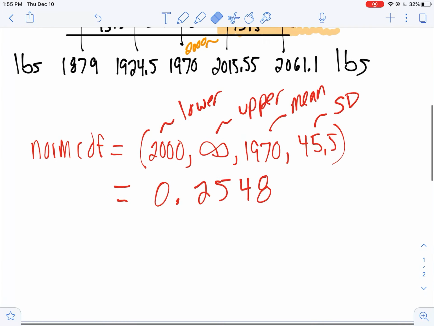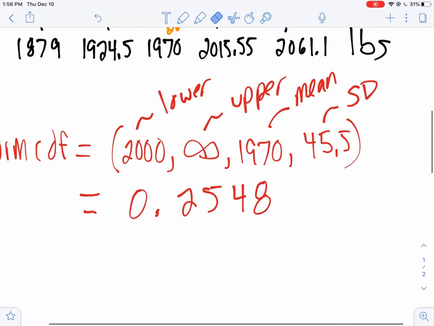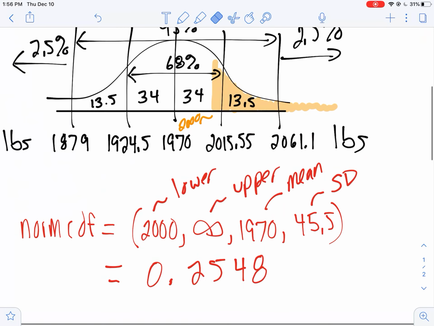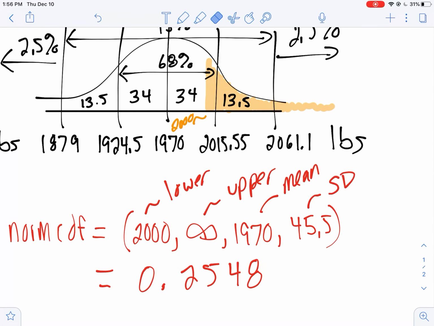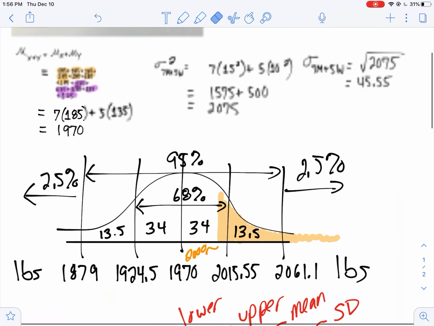45.5. Use normCDF on my calculator, and you notice I labeled everything. Always want to do that, especially when it comes to that AP exam, if you're taking that in May, because they want to see these labeled. You want to make sure you just aren't using calculator functions. Plug them in, and if you notice, my answer was really close to my estimate. It was really close. I guessed about 23%, and it ended up being 25%. So that's why we always go with this. Always shade it in, and then you can ballpark what you're going to get.